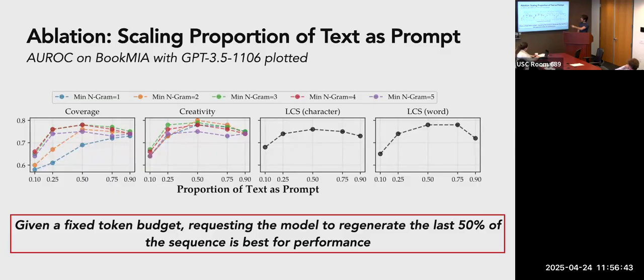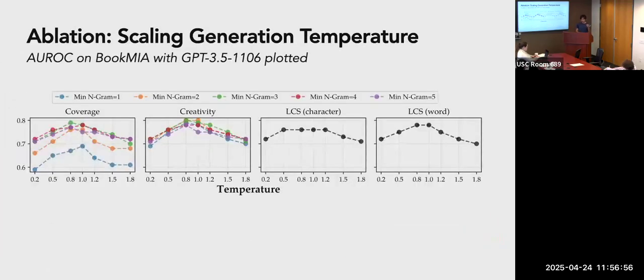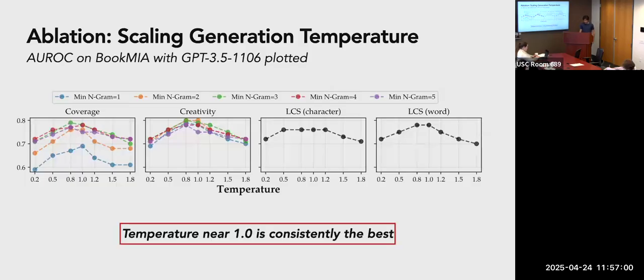And then you can see the findings. We also have more findings with respect to how this relates to min n-grams, as you were alluding to earlier, but I'll skip that for now. And then finally, going back to some of the sampling parameters we mentioned earlier: how does this scale with generation temperature? Temperature near 1.0 is consistently the best.